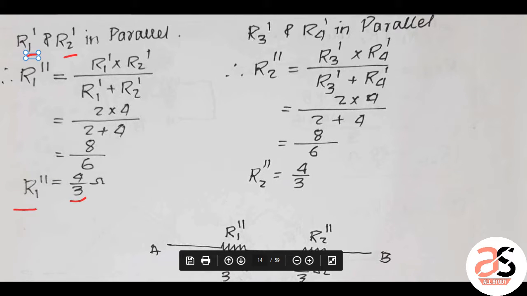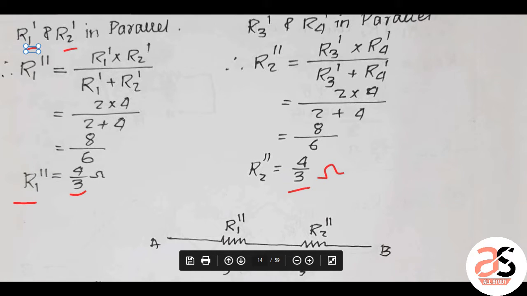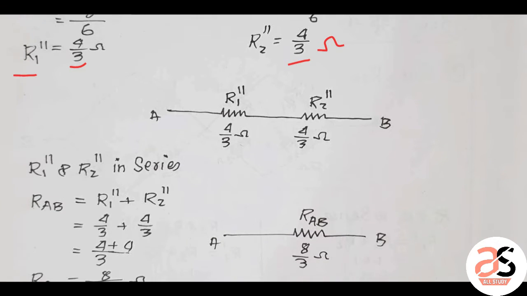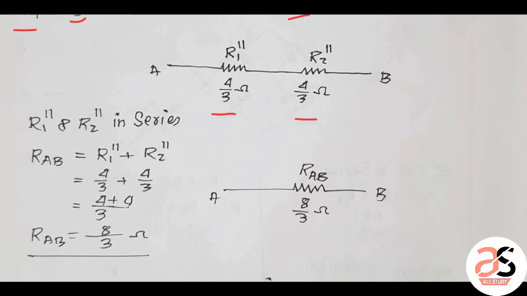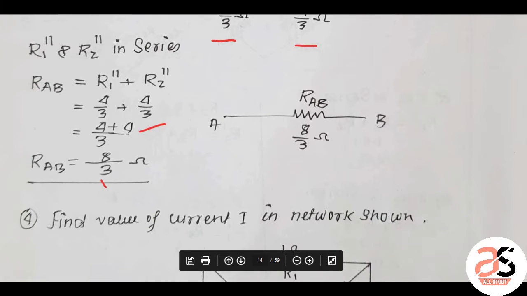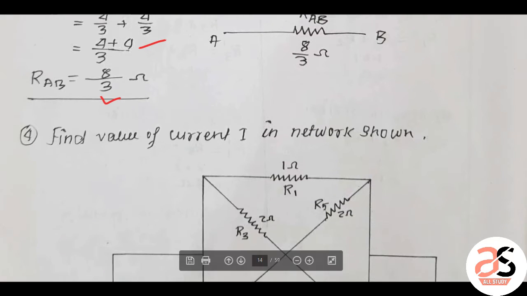The new name is given as R2 double dash. Here also 4 by 3 ohm, R2 double dash. So the figure will change like this. This is R1 double dash. This is R2 double dash, 4 by 3, 4 by 3. Now they are in series connection. So direct addition here. So the final value is 8 by 3 ohm.